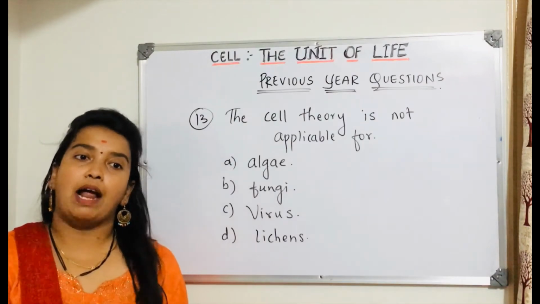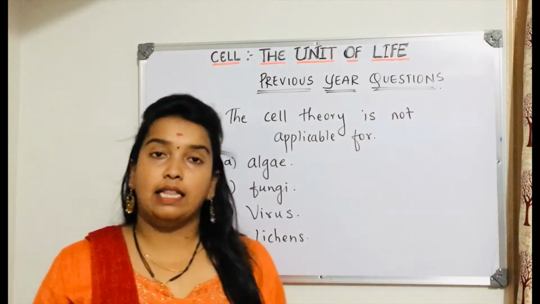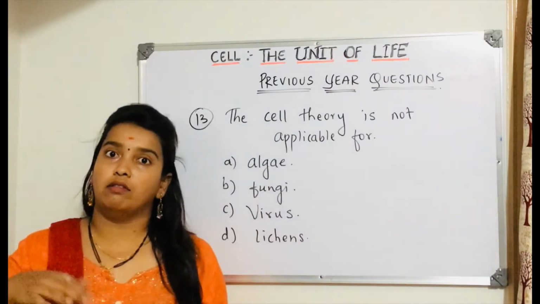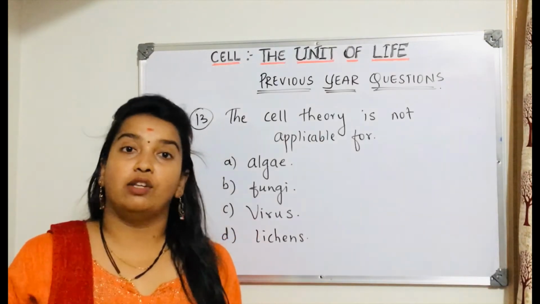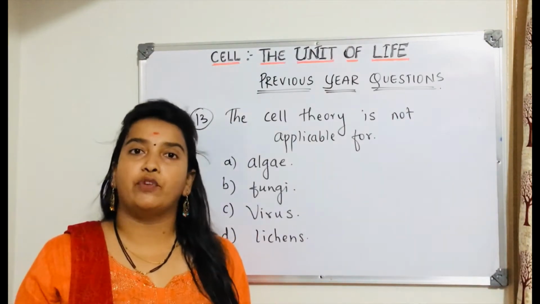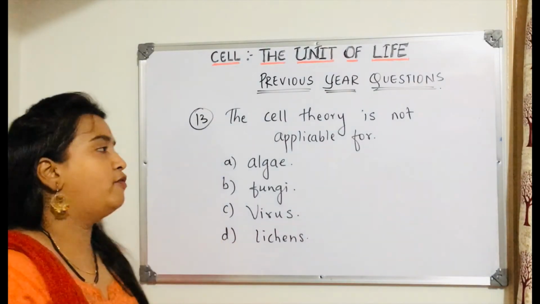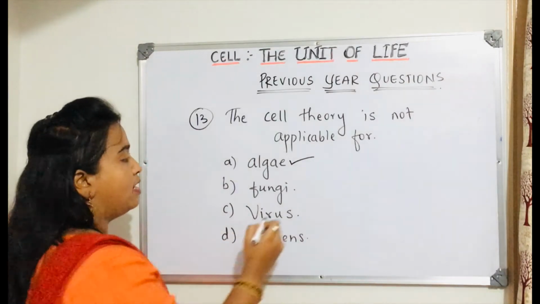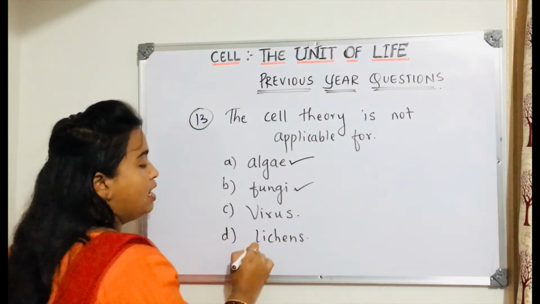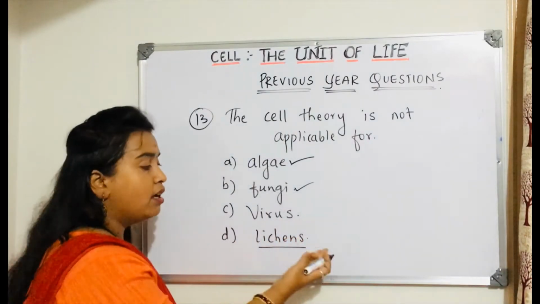Every plant cell, animals have cell as their unit of life. And then another person came and he modernized the theory. He told omnis cellula e cellula, so new cells arise from pre-existing cells. So this cell theory is not applicable for. See here, algae, it has a cell. Fungi is also made up of cell. Lichens are symbiotic association between algae and fungi, so they also have cells.